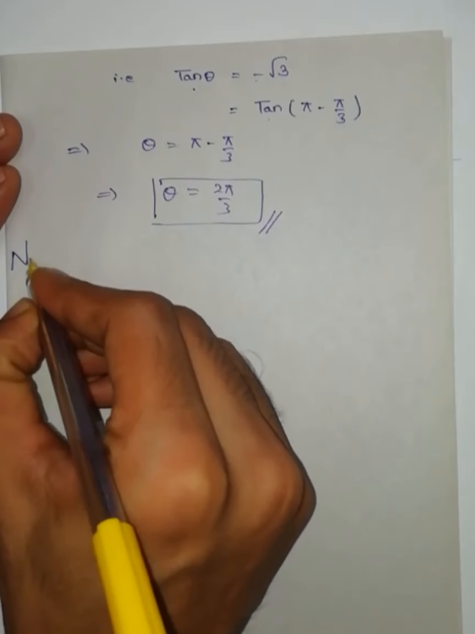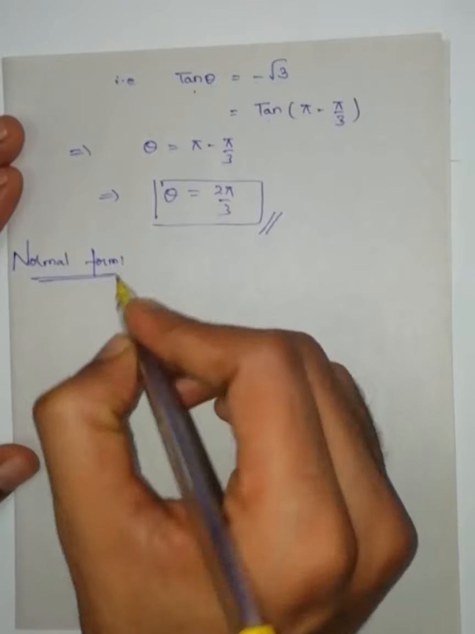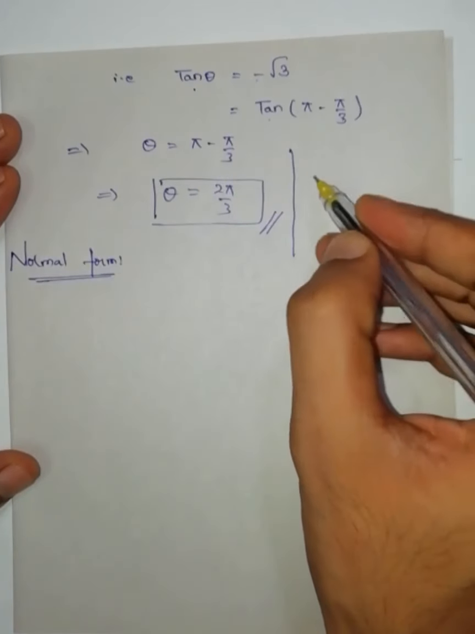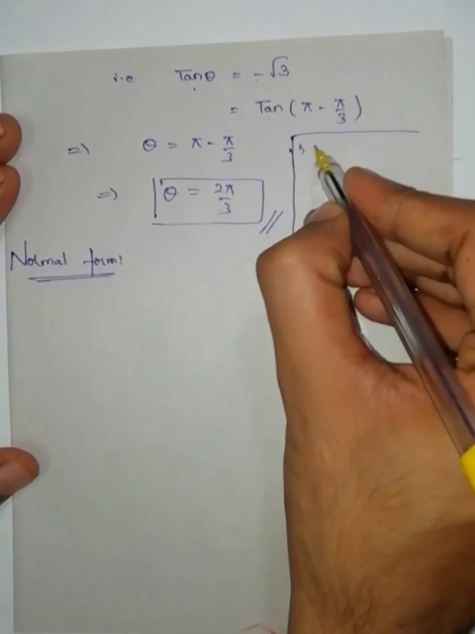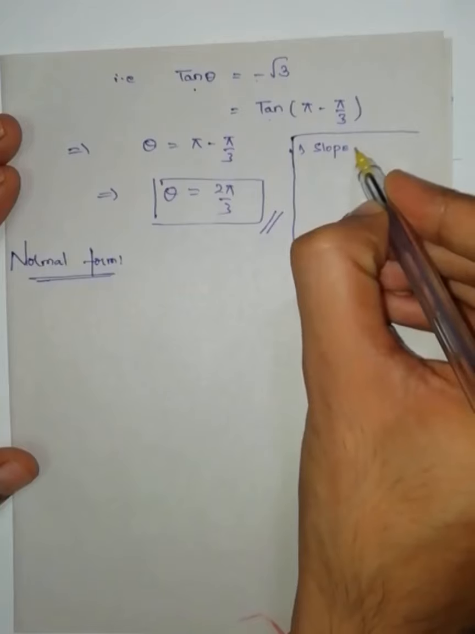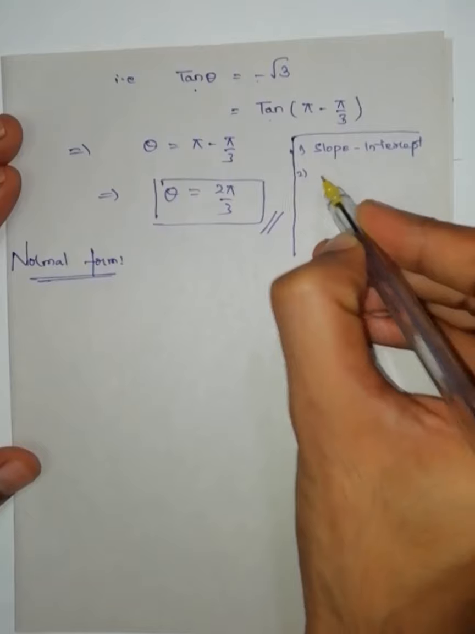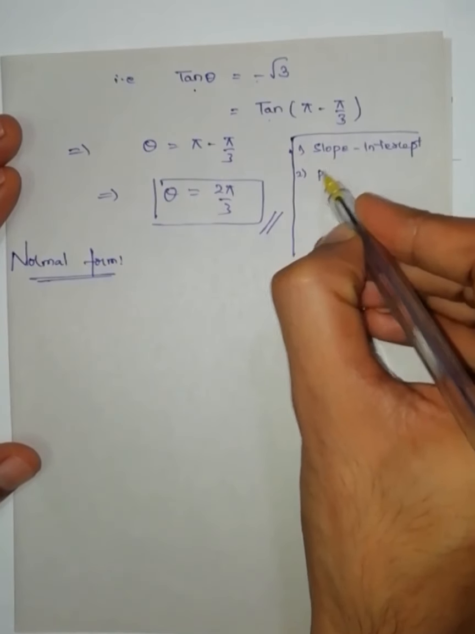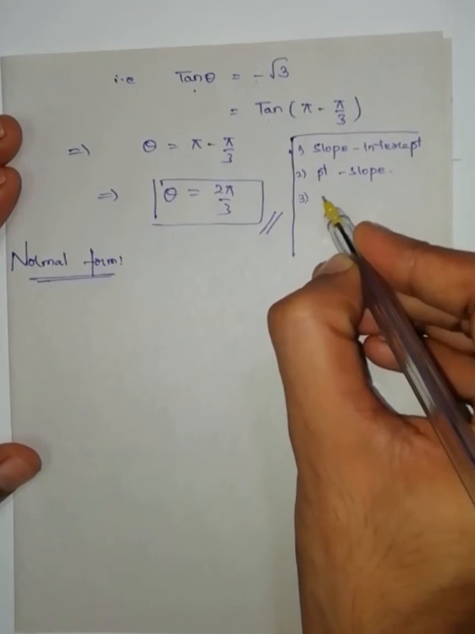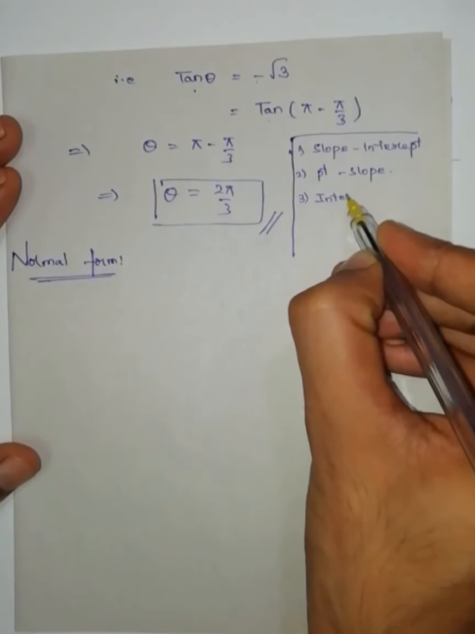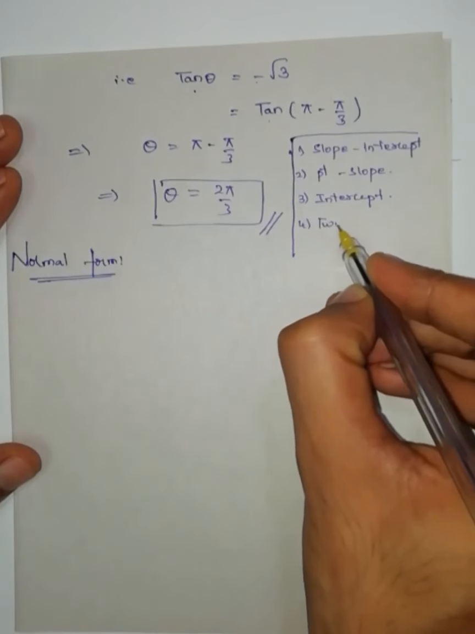Normal form. Till now we have learned different forms of the equation of a straight line. First one is slope intercept form. Second one, point slope form. Third one, intercept form. Fourth one, two-point form.